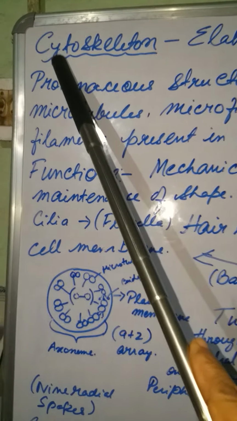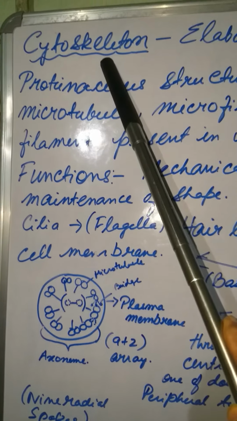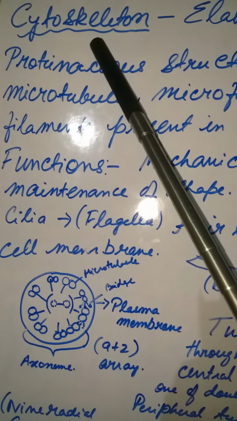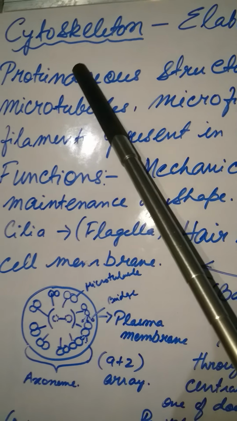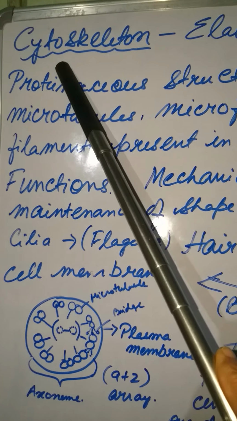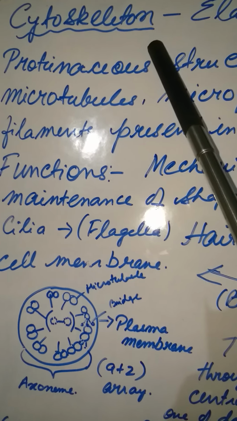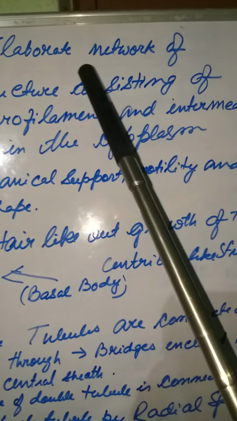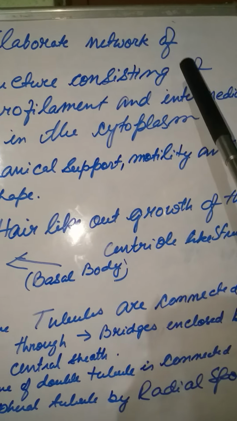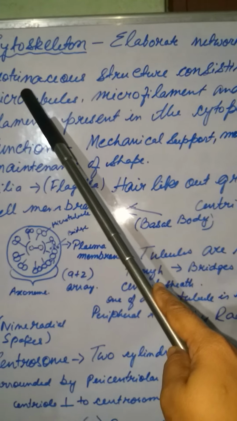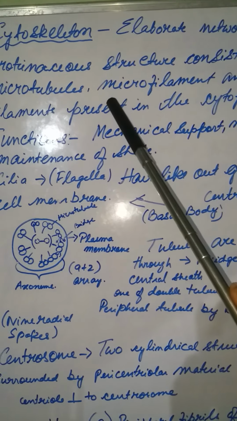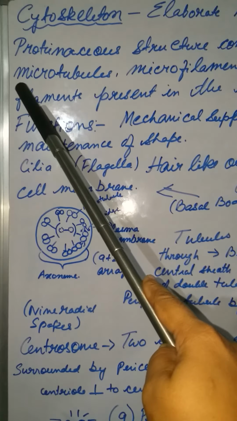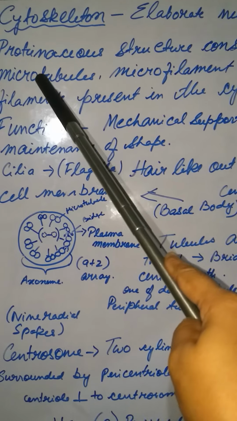Today's class we begin with the cytoskeleton. Now, what is the cytoskeleton? The word skeleton, you can very well make out, is some kind of a hard structure related to the cell, because skeleton means any hard structure, and cyto is the word that you get from the cell. So, what is that? It is an elaborate network of proteinaceous structure.